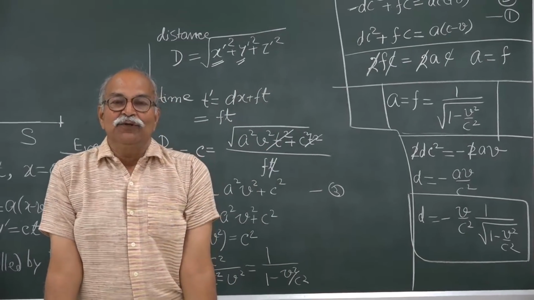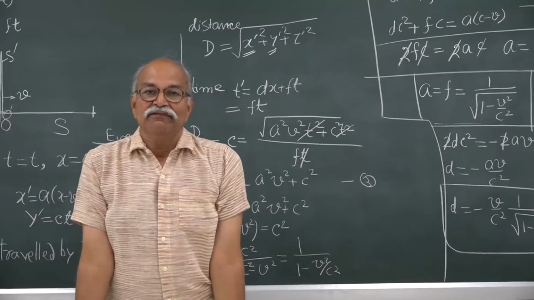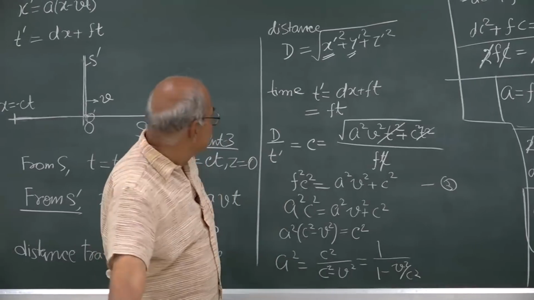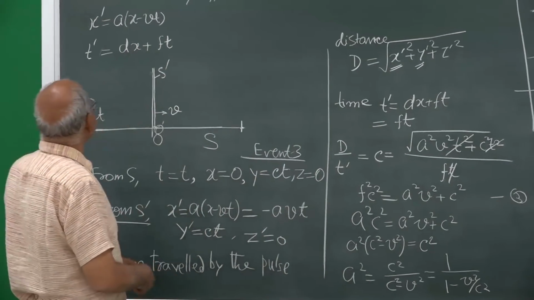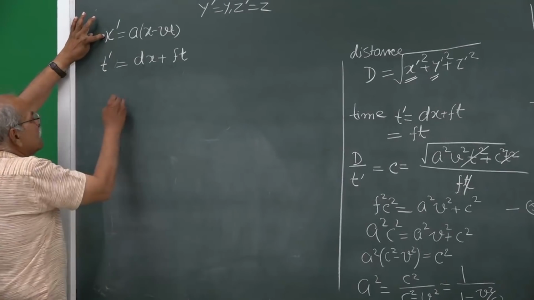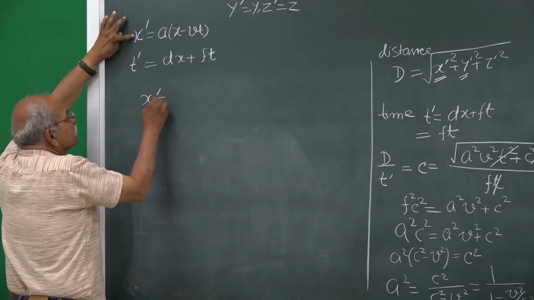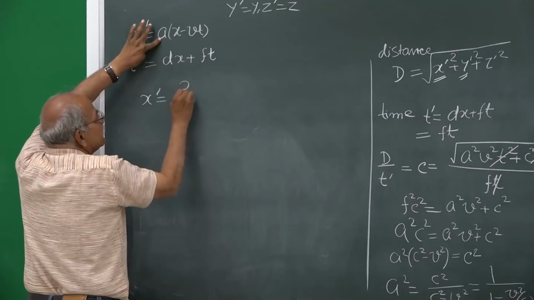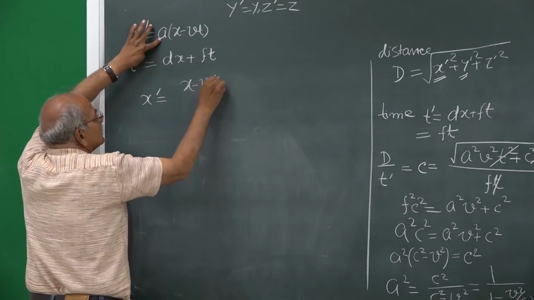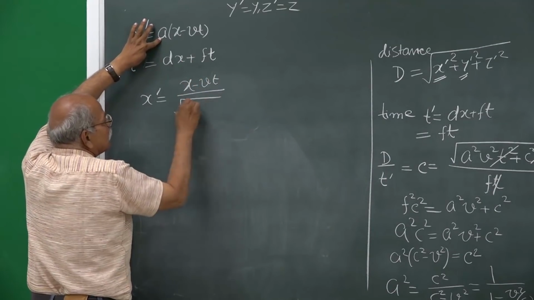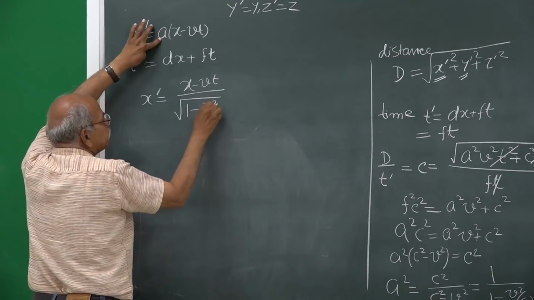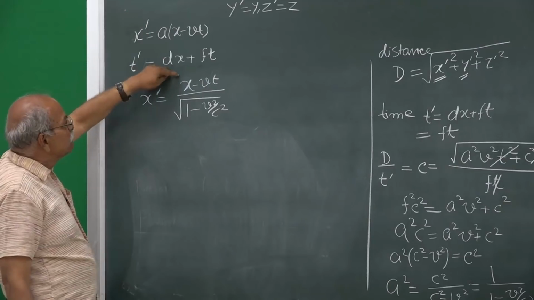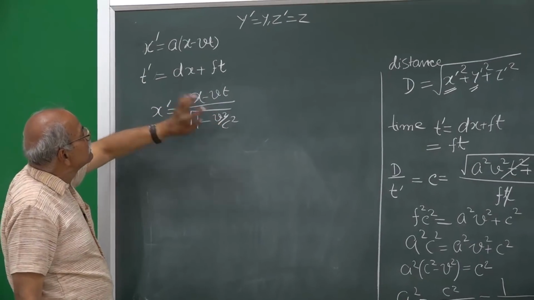So, we are ready to write the Lorentz transform equation in its final form. Starting once again: x prime equals A, I know what is A, times x minus Vt, divided by square root of 1 minus V square by C square. That is x prime. A is 1 by square root of 1 minus V square by C square.